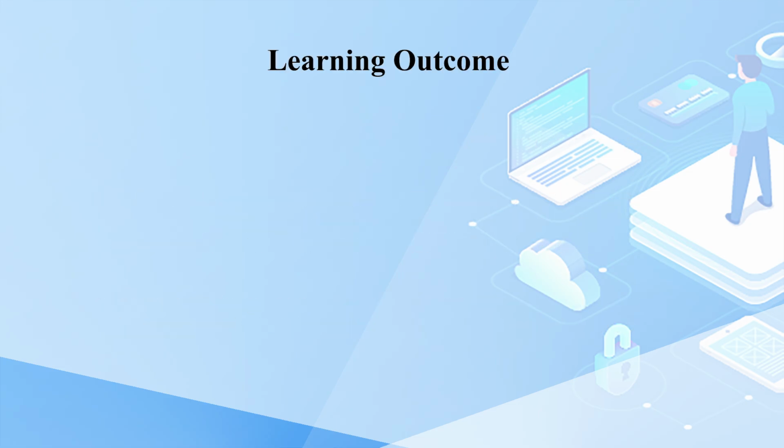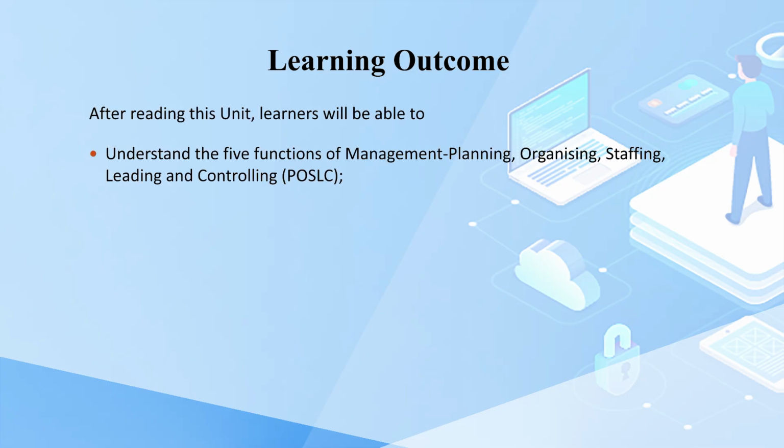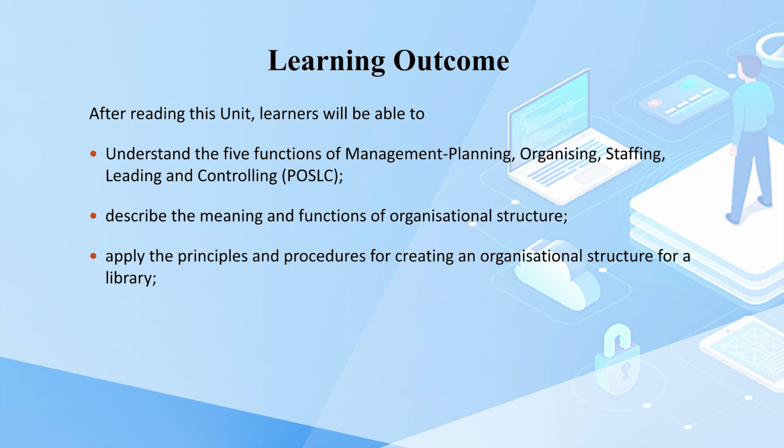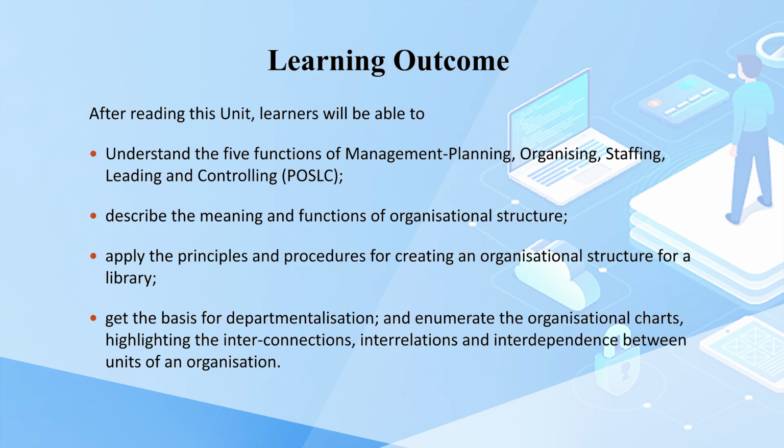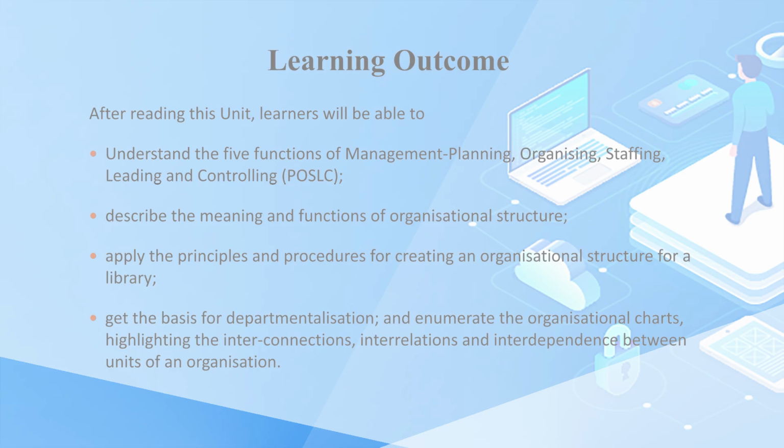So, what should be the learning outcomes? Why should you do this course? Understand the five functions of management: planning, structure, staffing, leading, and controlling, and describe the meaning and functions of the organizational structure that will be discussed in this subject. Apply the principles and procedures for creating an organizational structure for a library. Get the basis for departmentalization and enumerate organization charts, highlighting the interconnections, interrelations, and interdependence between the units of an organization.